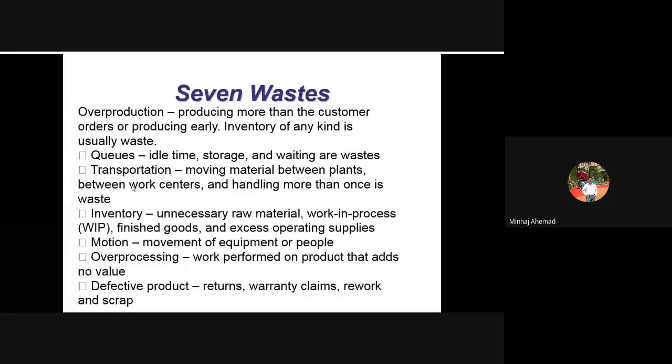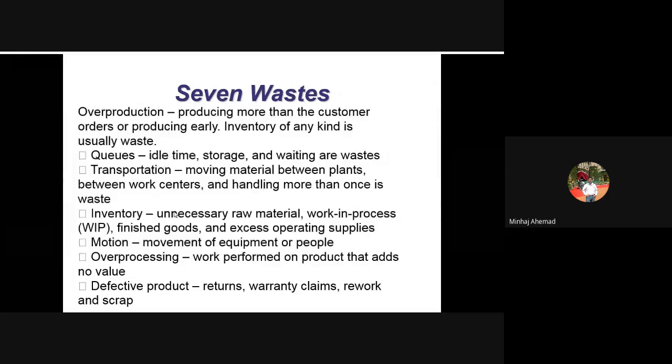Overproduction: producing more than the customer order, or producing excess or early, is also a waste. It is treated as waste because it utilizes more space, more inventory, more material. Inventory of any kind is usually a waste. Then queuing, that is queues, idle time, storage and waiting, are waste. Transportation, moving material between plants, between work centers, and handling more than once also comes under waste.